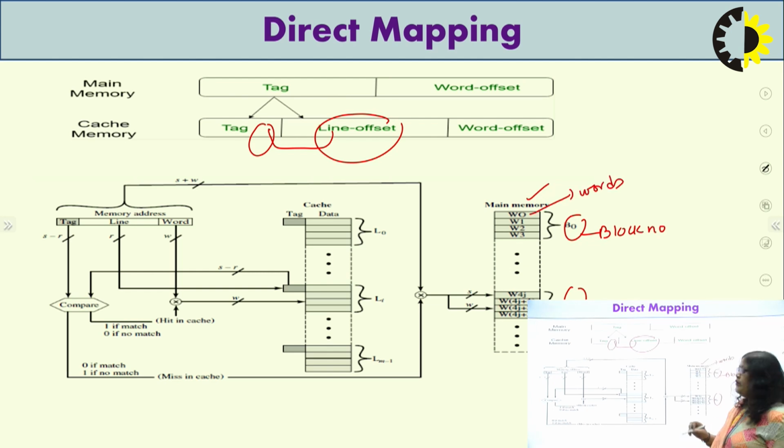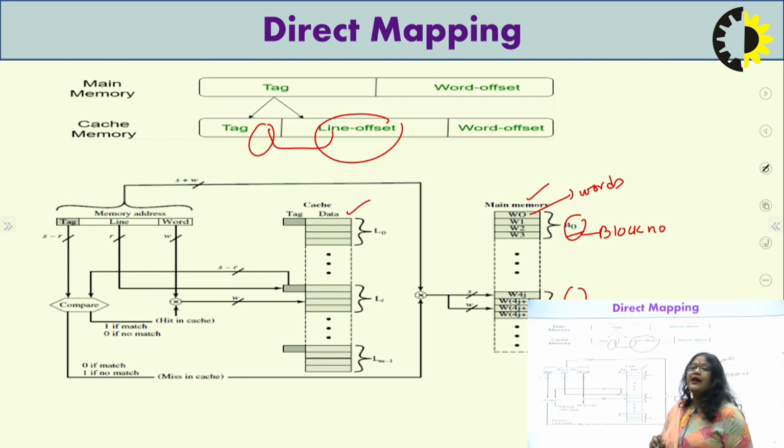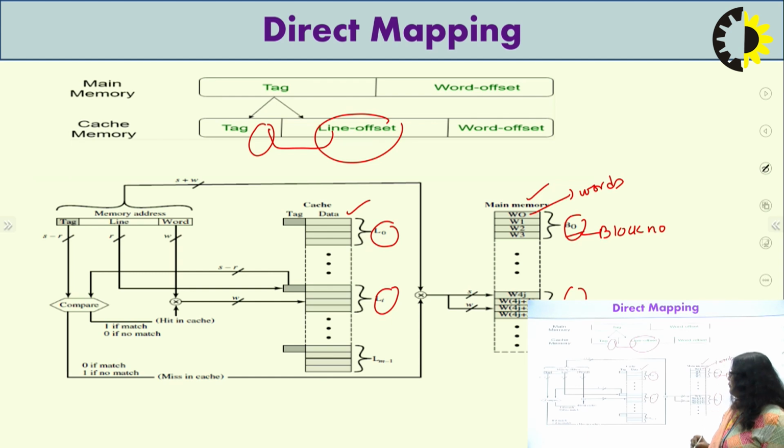Main memory is divided into a number of words, and each block has some words. So it depends on the blocks B0 to Bj, and this is the diagram of the cache memory. Cache is divided into a number of words, and each group of words is defined as a line. This is the line offset, defined as L0 to L(m-1).